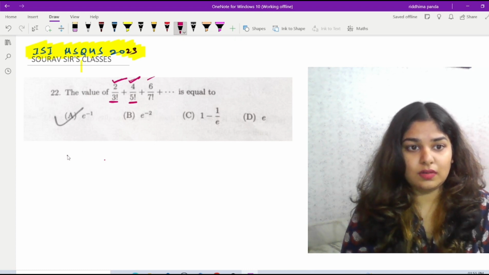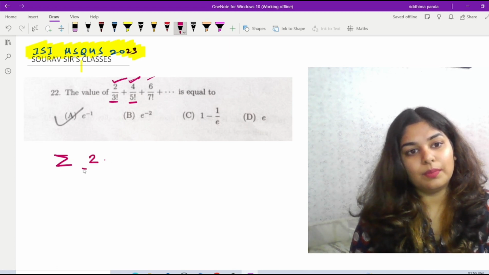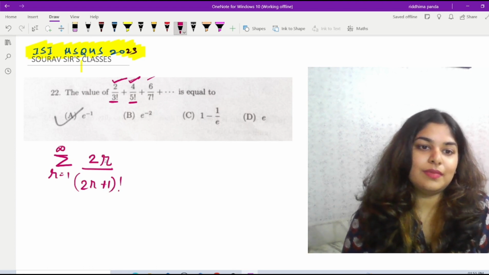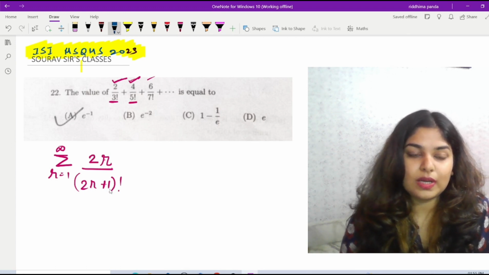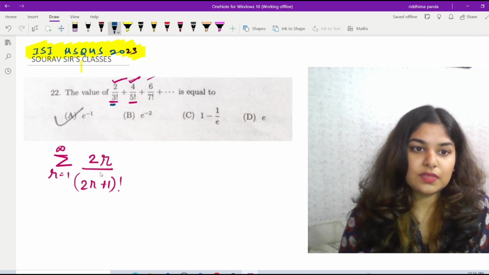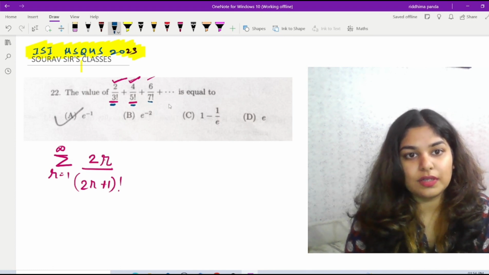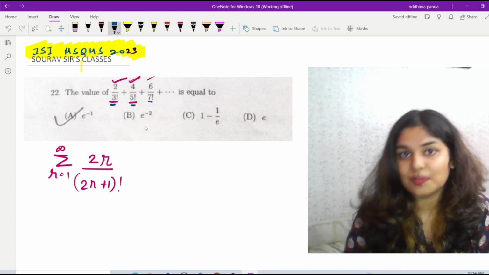We can write it as summation of 2r by 2r plus 1 factorial, r is equal to 1 to infinity. If you put the value r is equal to 1, then you get 2 into 1 by 2 into 1 plus 1, that is basically 2 by 3 factorial, the first term. r is equal to 2 means 4 by 5 factorial. r is equal to 3 means 6 by 7 factorial, and so on to infinity. That is why we have written a general structure for this expansion.